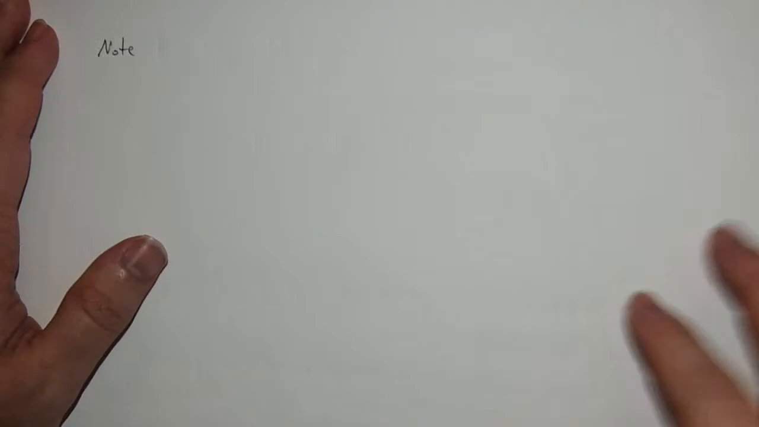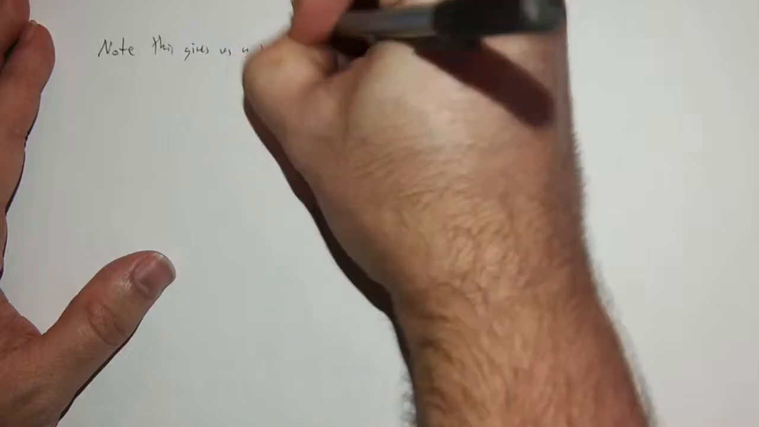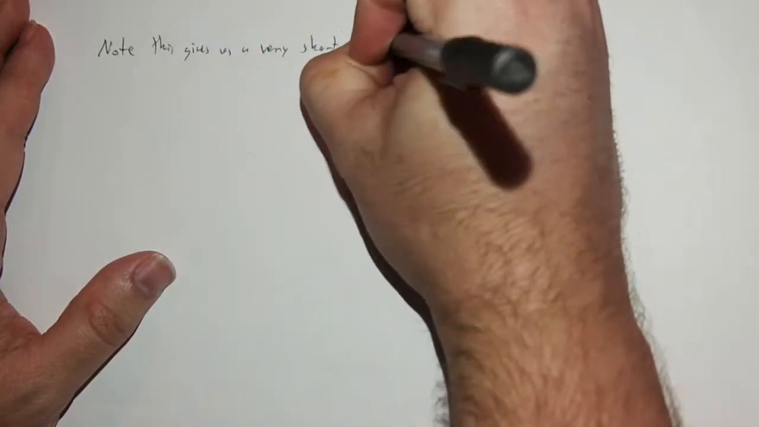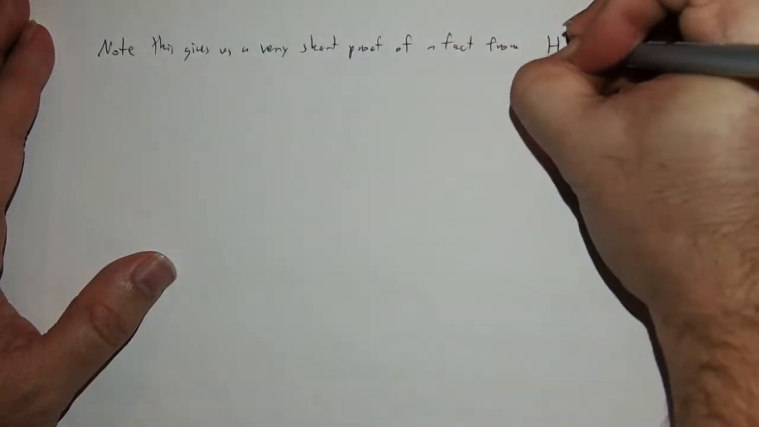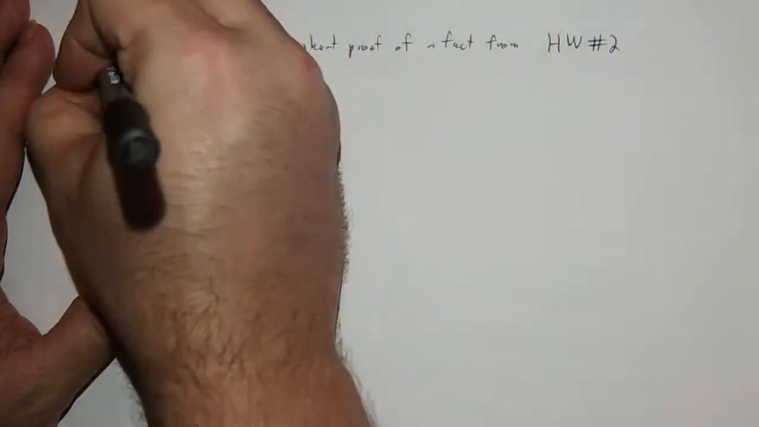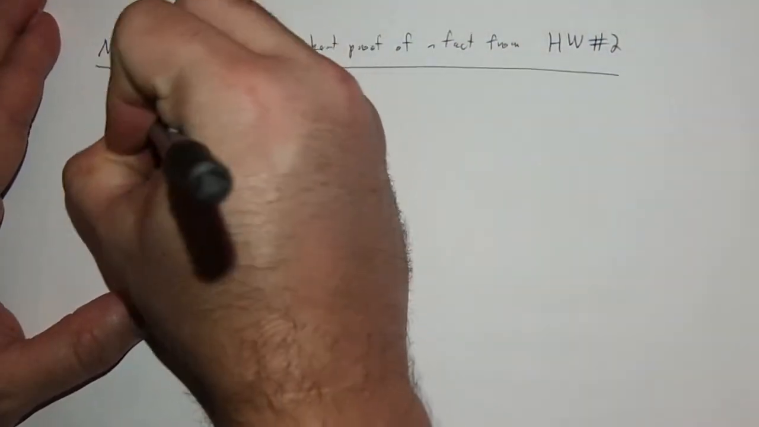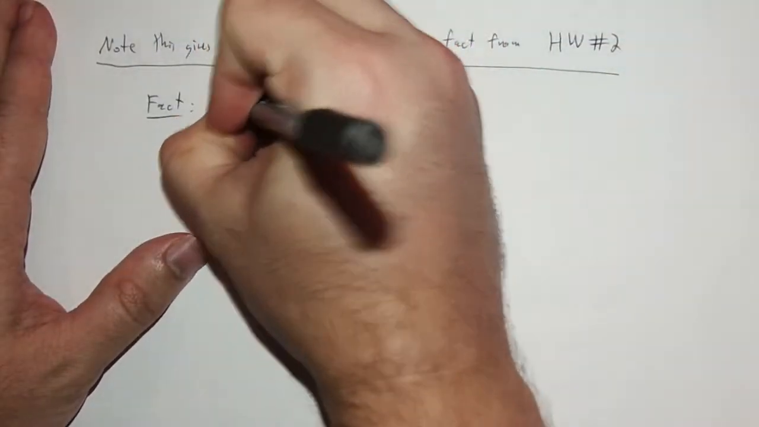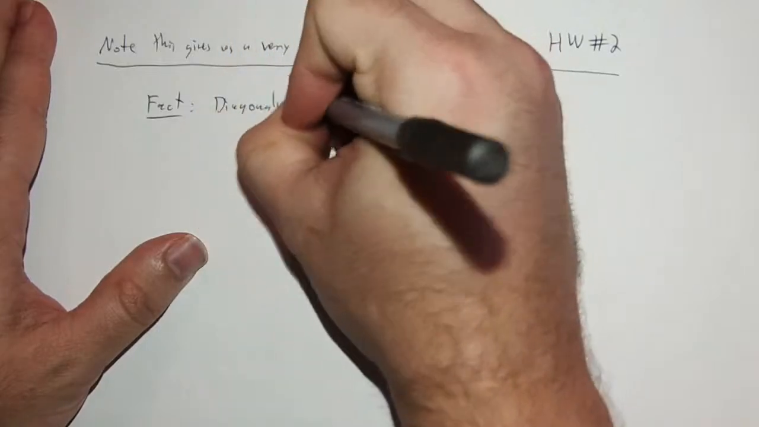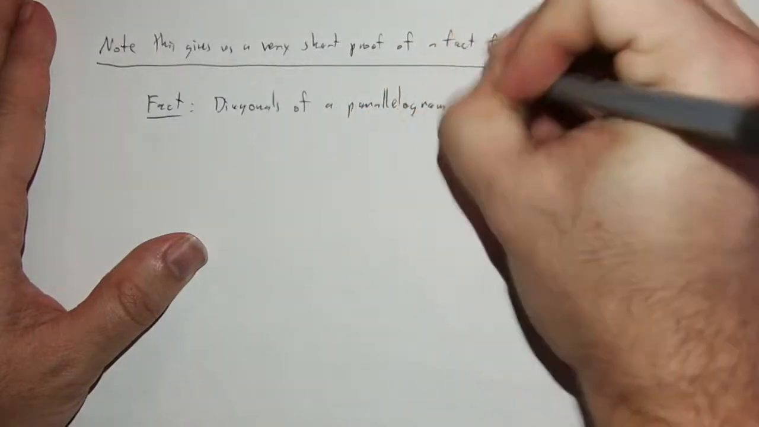But note, this gives us a really easy proof of a fact that you did, I believe, in homework 2. This gives us a very short proof of a fact from, I believe, homework number 2. Could have been number 1, I think it was number 2. So, a very short proof of a fact from homework number 2. The fact in question is that the diagonals of a parallelogram bisect one another.